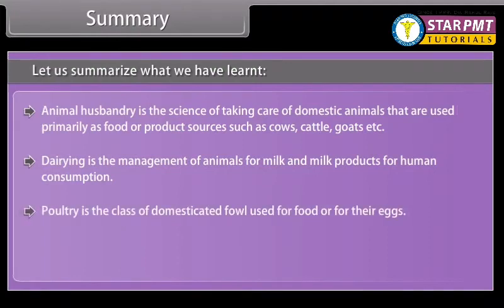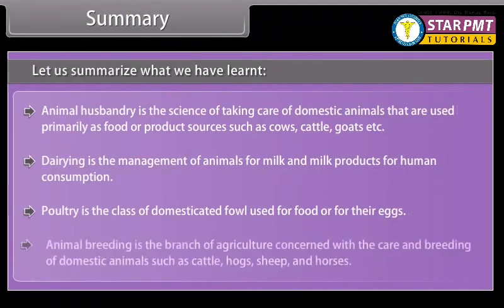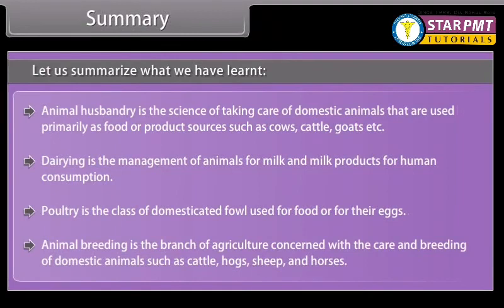Poultry is the class of domesticated fowl used for food or for their eggs. Animal breeding is the branch of agriculture concerned with the care and breeding of domestic animals such as cattle, hogs, sheep and horses.